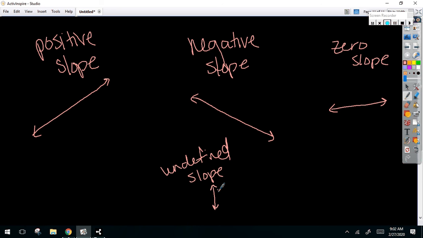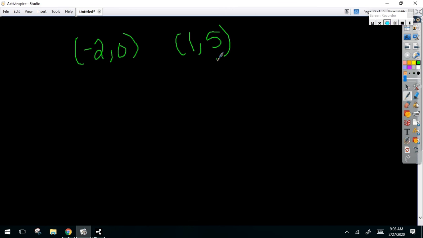All right, so let's find some slopes. Find the slope of the line that goes through the points -2, 0, and 1, 5. Find the slope. Okay, we're going to just find the slope.